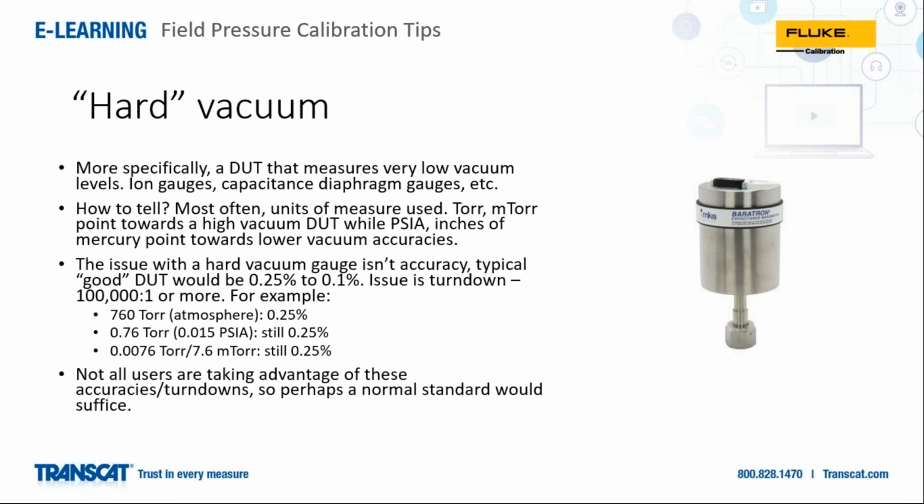One secondary thought on these is that not all users are taking advantage of these accuracies. There are circumstances where a normal low pressure vacuum standard would be perfectly fine. As an example of this, I was talking to a customer that operates, I don't know, you might call it a boutique steel mill, if you will.